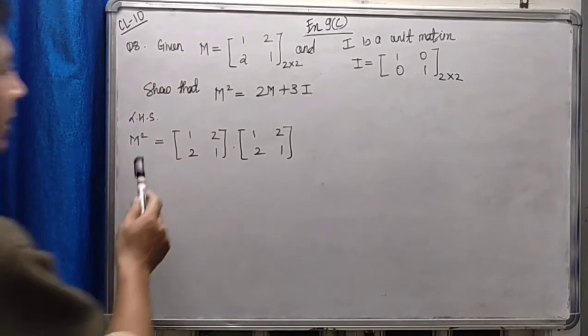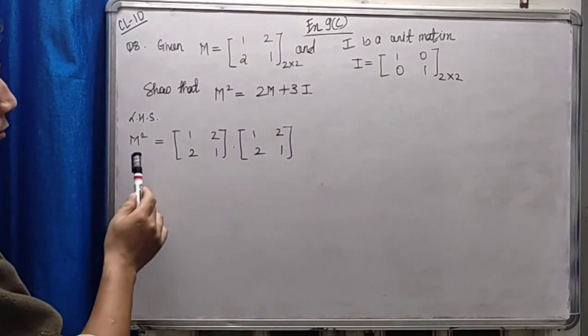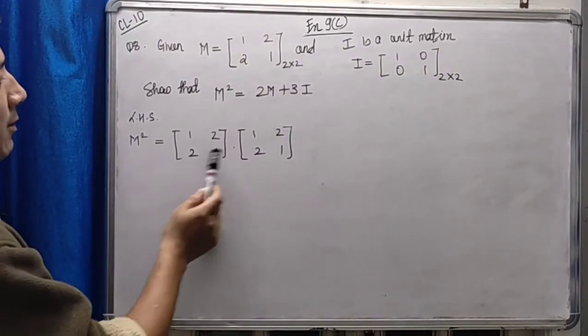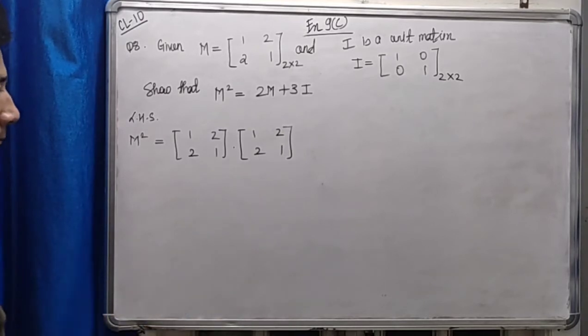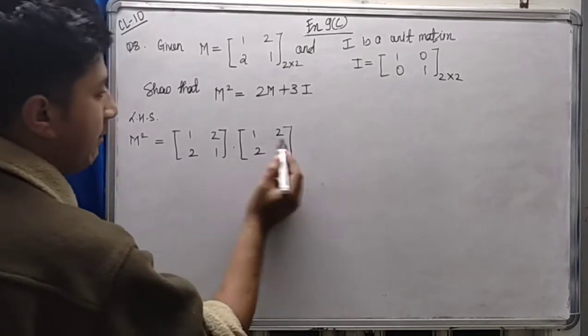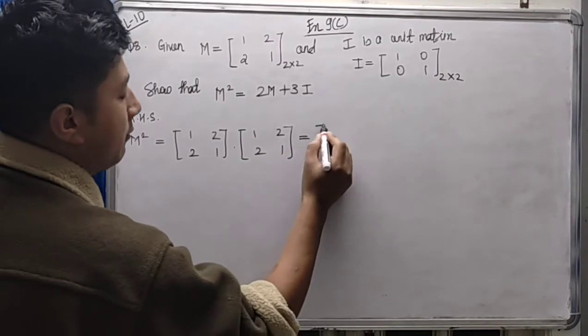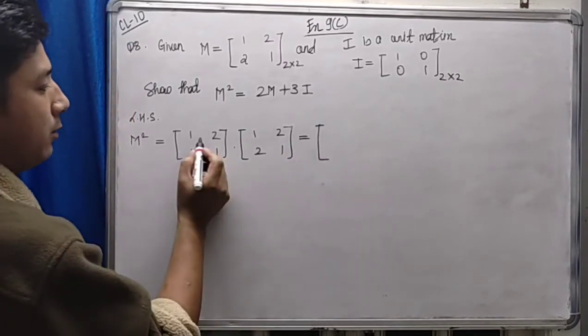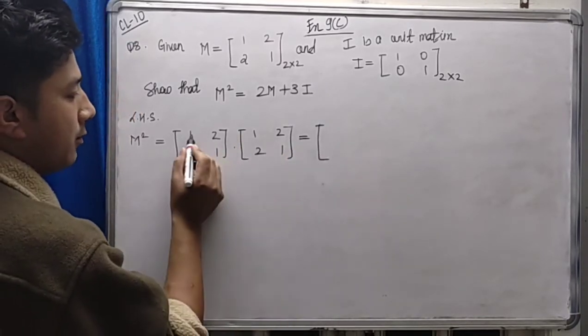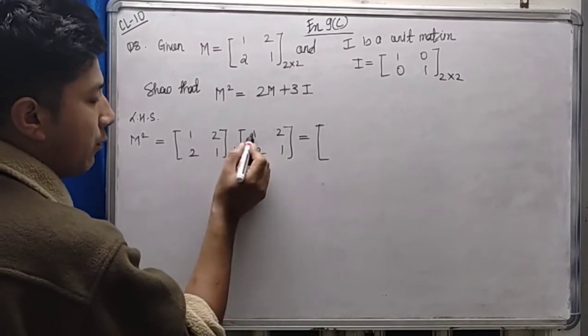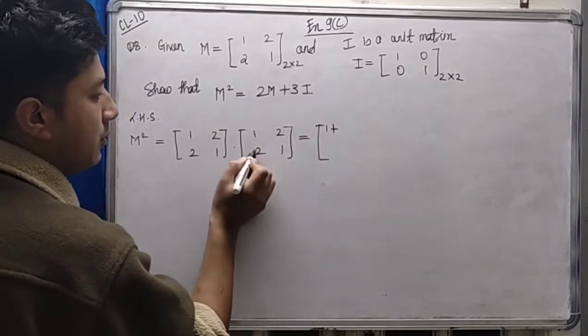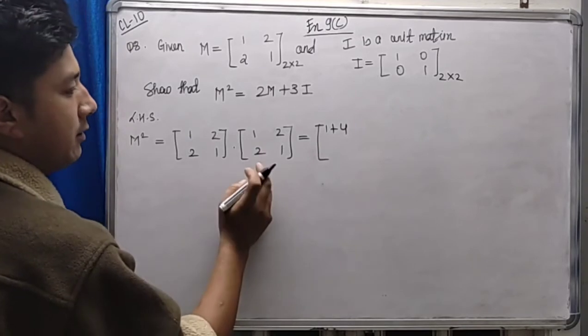So let's start from the left hand side. So we have M square. M square means M into M. So put the values of M. Now let us multiply, M into M. The multiplication goes as rows into column. So 1 into 1, 1, plus 2 into 2, 4. Okay, done with the first element.